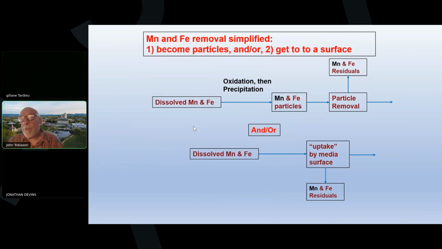So the removal part, simplifying it, is this. Dissolved iron and manganese needs to become a particle and get removed. That's one way. So we can turn it into particles, so oxidation and precipitation remove it, or that dissolved iron or manganese, usually manganese, gets to a surface, and I'll describe lots of surfaces, and we get it off that surface and take care of it that way.